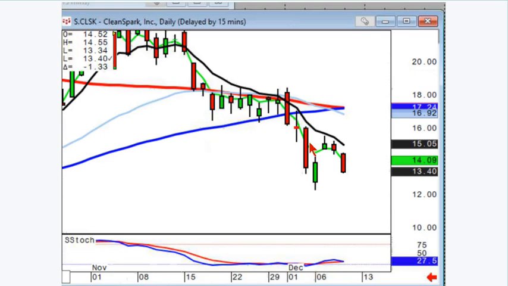CLSK would have covered a short position, but you can see what's happening. They've failed at this level. This means you can get ready to reshort.